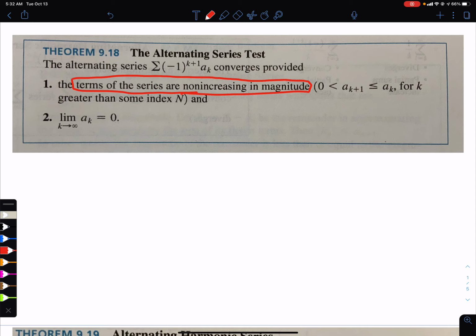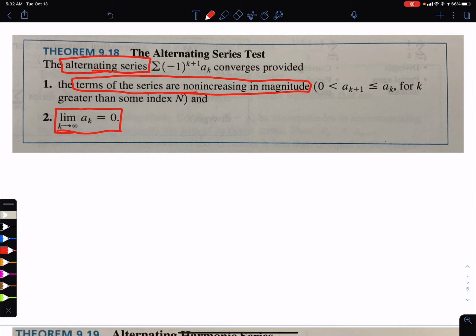Okay? And the second thing, the limit of the terms approaches zero. Now, you could say the terms are decreasing, but non-increasing allows for each term to be equal to each other. So that's what the non-increasing does. But if the terms are strictly decreasing, you could say the terms are decreasing for your justification. So, conditions. Alternating series. Technically, that's the first condition. You have to have an alternating series. So I'll circle that.